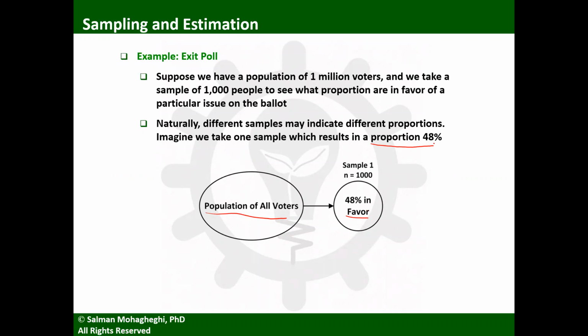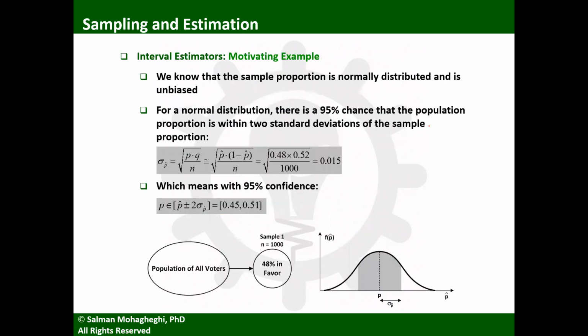The question for me would be, how does this value of 48% relate to the entire population? What is the probability that the actual population also votes in support of that issue on the ballot close to 48%? What is the range of voting percentages that I might be expecting from the population? And is there a relationship between that 48% and what I can expect from the population? The short answer is that yes, there is.